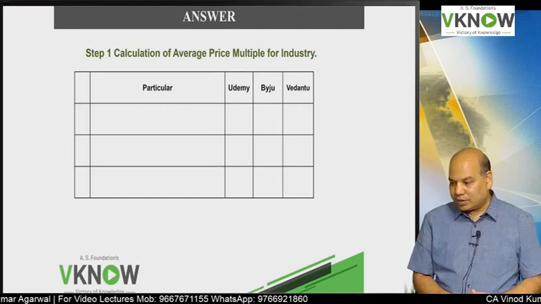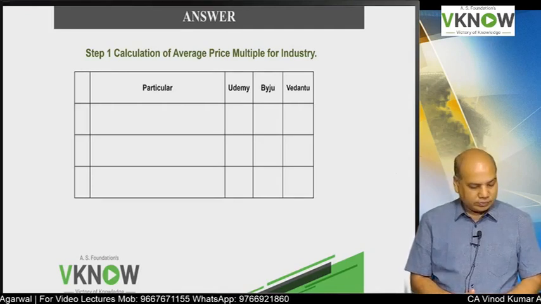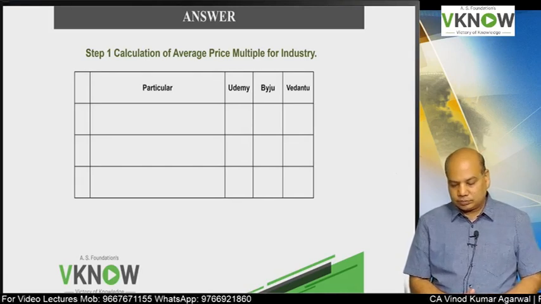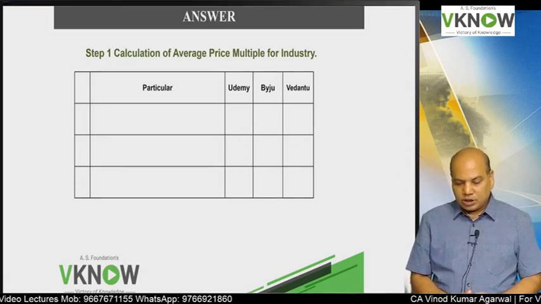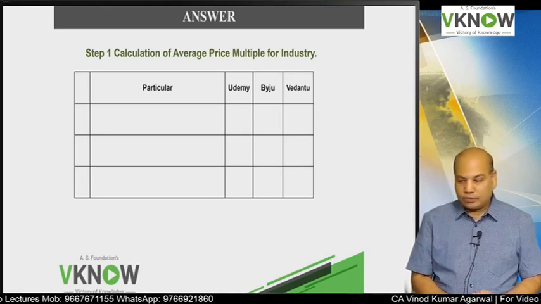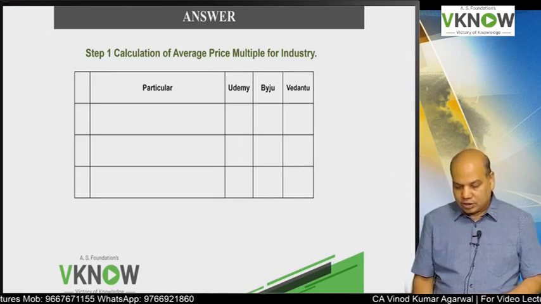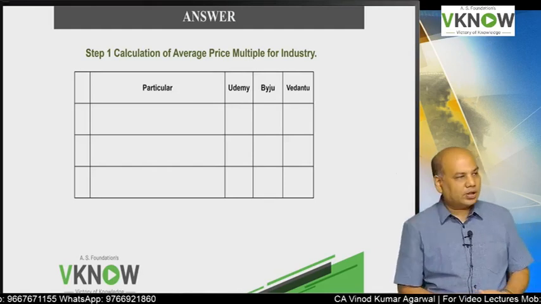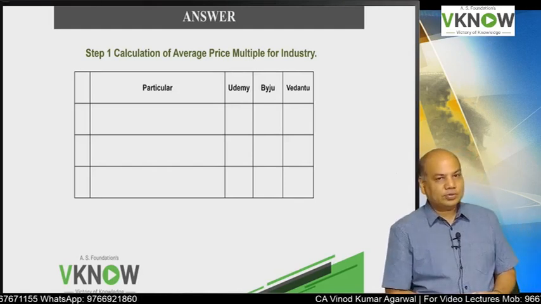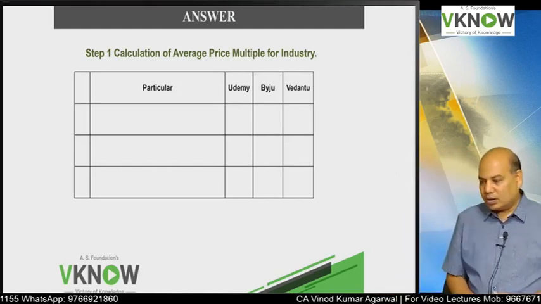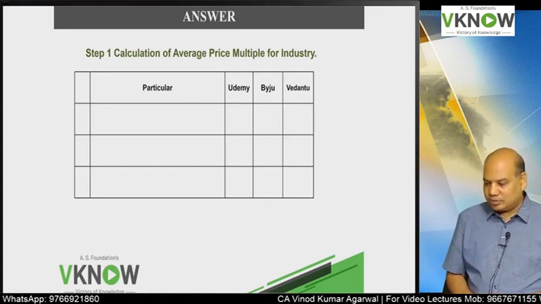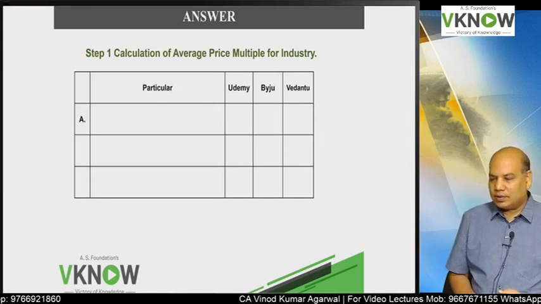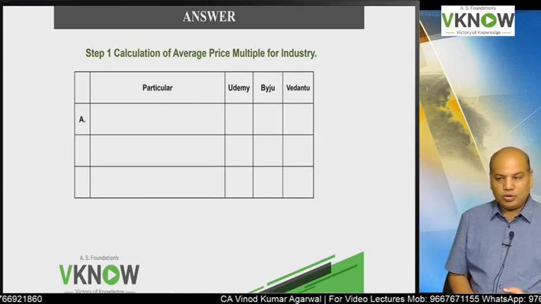Calculation of average price multiple for the industry. Under that, right hand side, three columns: Udemy, Byju's, Vedantu. These are the other three edtech platforms which are comparable. Based on their information, we are valuing Vino.